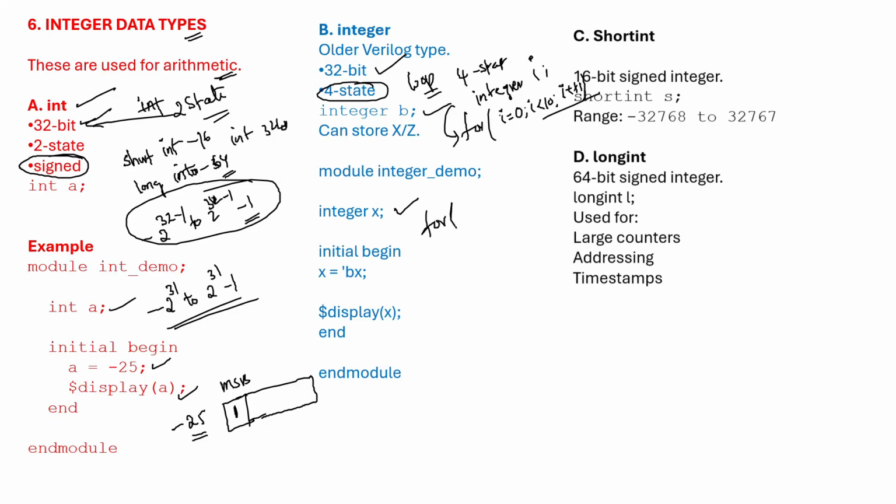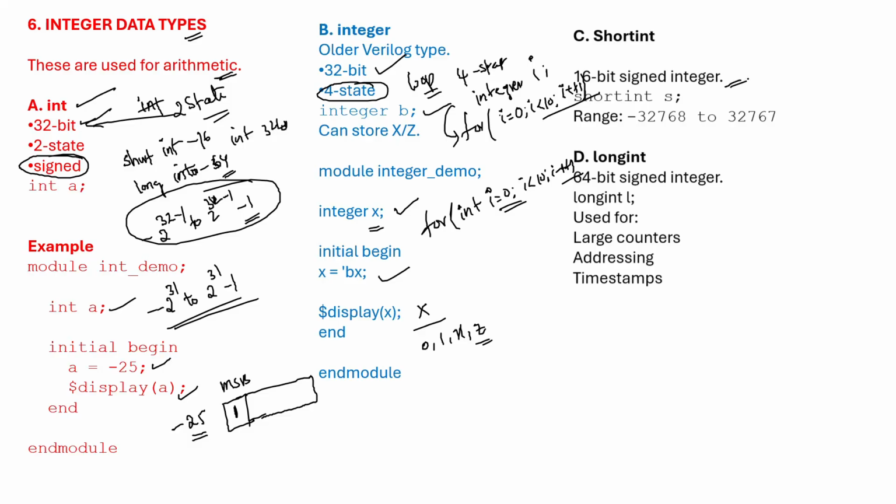Otherwise, you can also write for int i equal to 0, i less than 10, i plus plus. In this way also we can write. See, he is taking integer x, initializing it to some unknown value and displaying that one. So we will get the unknown value, because it supports four-state values. It will produce the zero state, one, unknown value and high impedance value also.